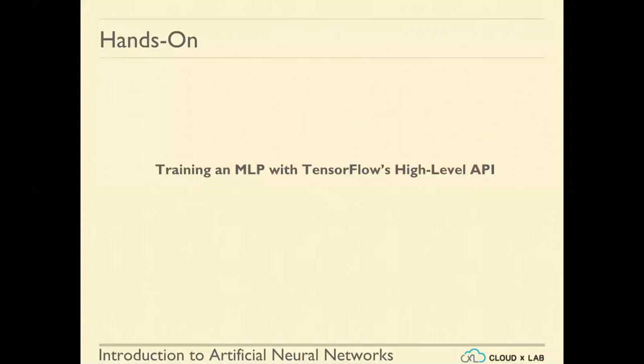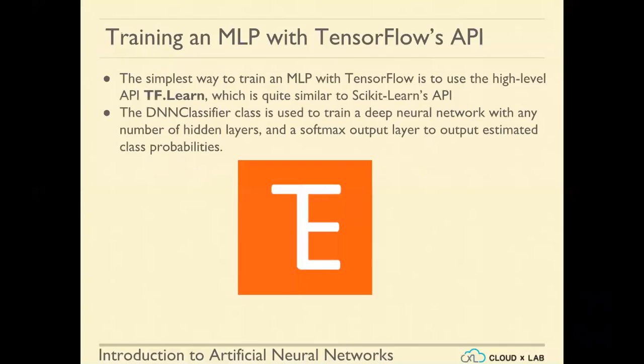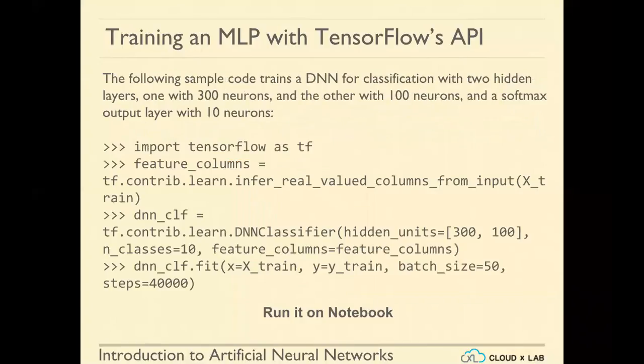All right, so the simplest way to train the neural network or the multi-level perceptron with TensorFlow is to use their high-level API called tf.learn, which is very similar to scikit-learn. The DNN classifier class is used to train a deep neural network with any number of hidden layers, and a softmax output layer to output estimated class probabilities. Now let's take a look at this.